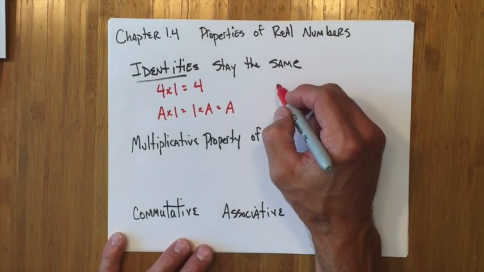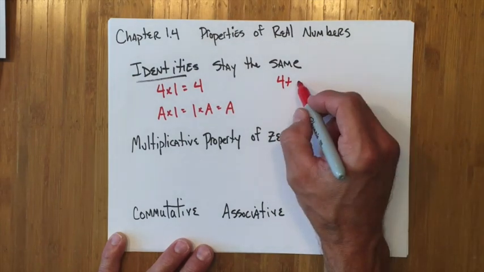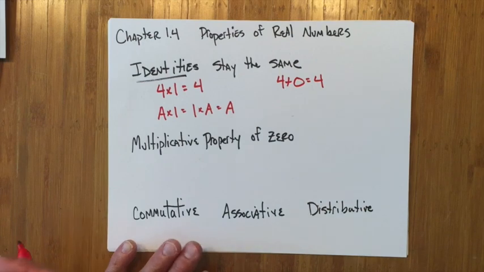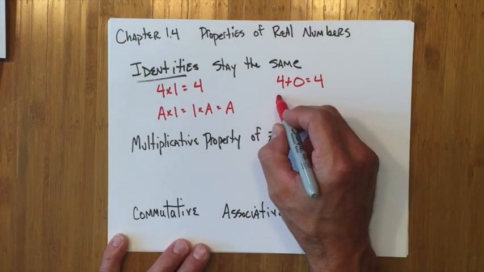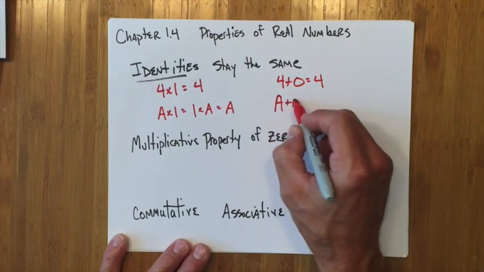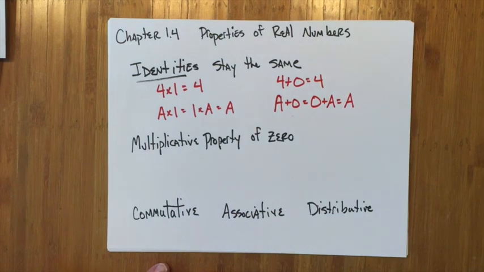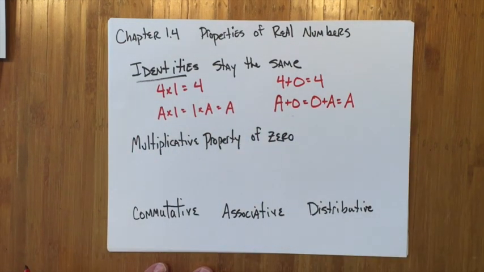There's also the additive identity. 4 plus 0 equals 4. So there's a value you can always add to something so the value doesn't change. Once again, let's use capital A here. A plus 0 equals 0 plus A equals A. That's an example of the additive identity, in that the values are not changing even though we're adding something to it.